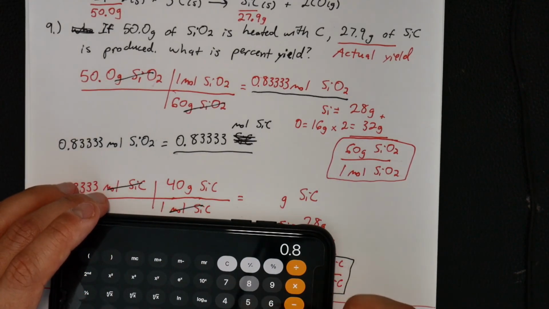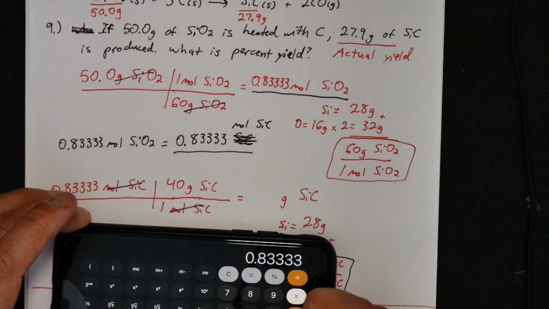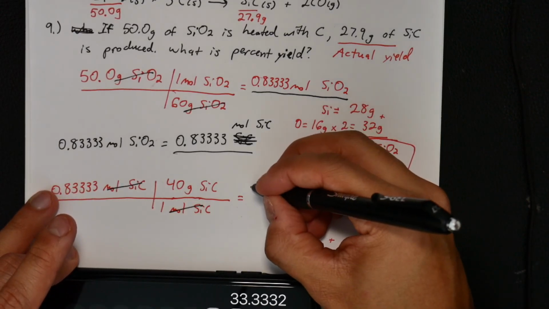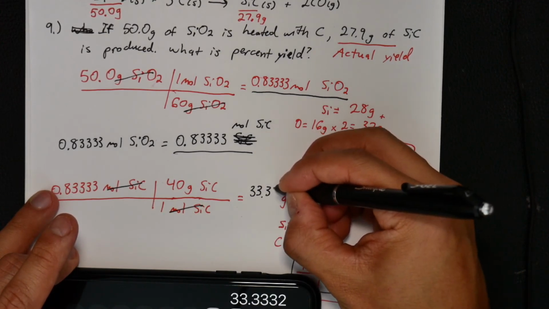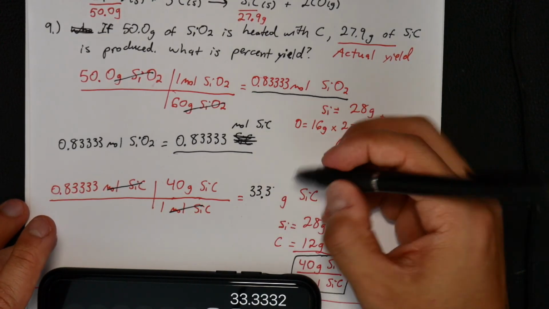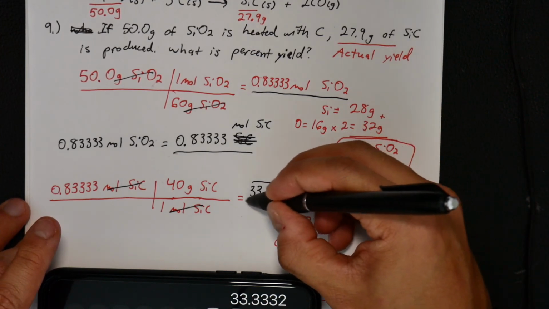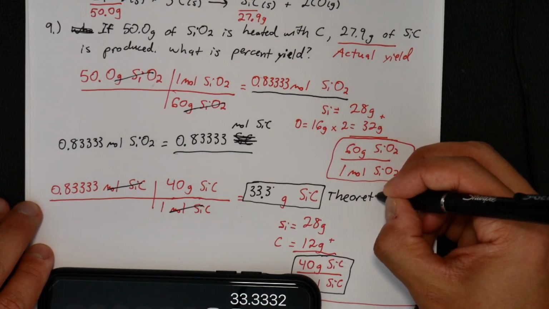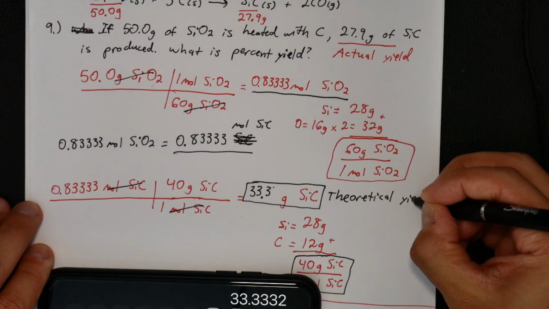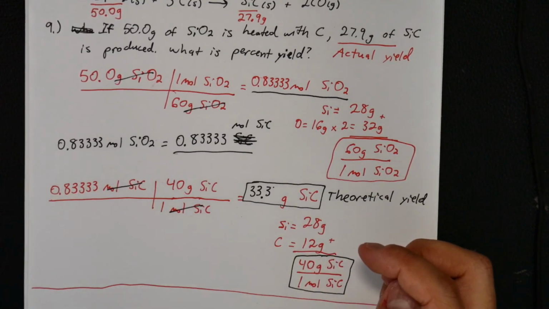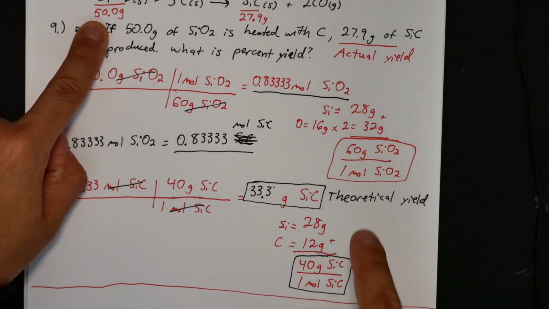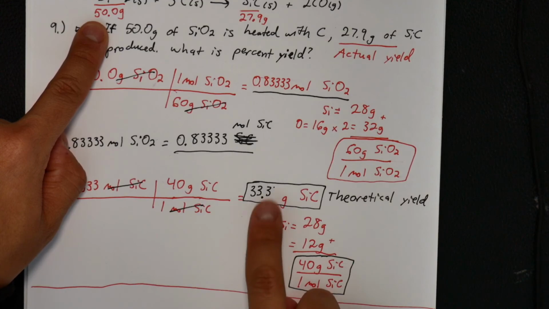And we're going to take 0.83333 times 40, and we get 33.3332. So 33.3, I guess we'll just keep it at 3 significant figures. That's fine. 33.3 grams. Okay, now this number we just calculated is our theoretical yield. Basically what this is saying is, if we start with 50 grams of this material, we should be able to make 33.3 grams.